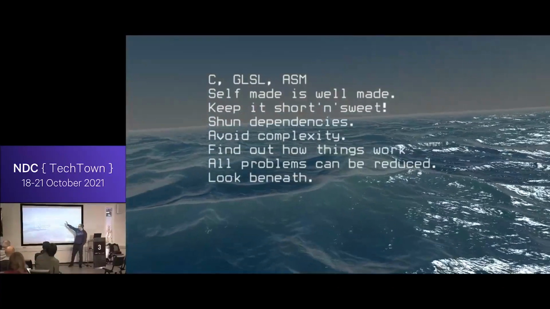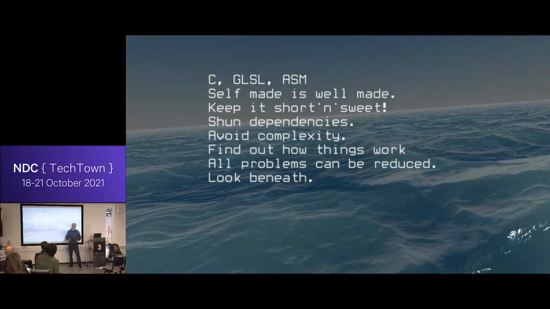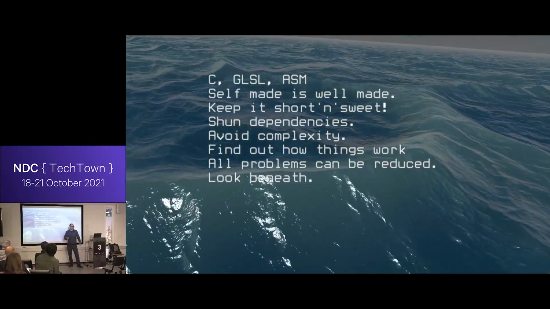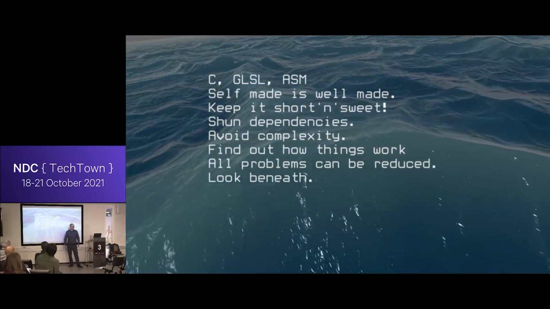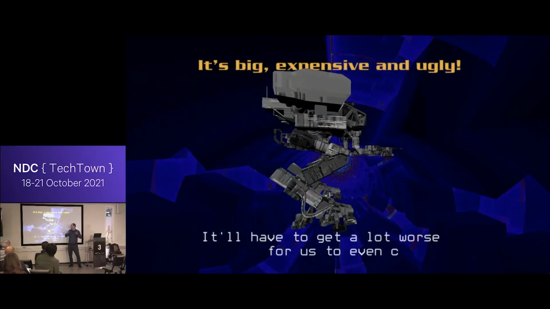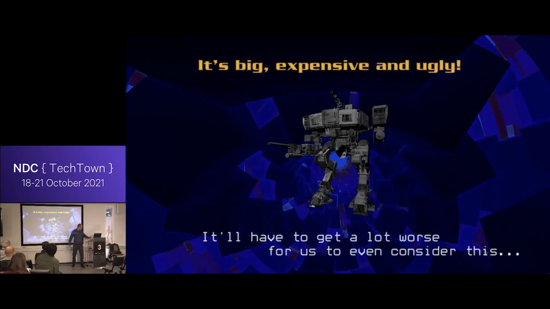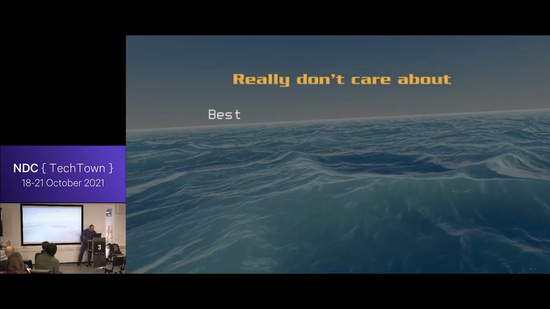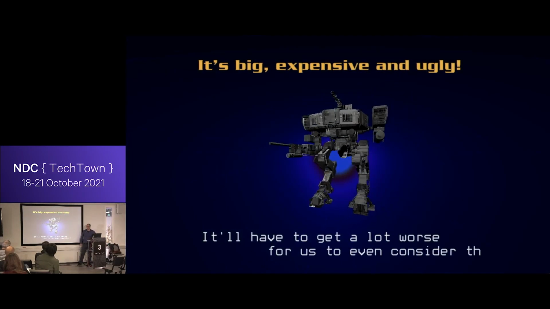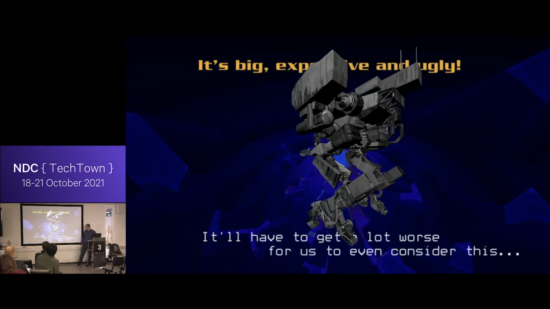So we tend to make our pipelines ourselves because there are many systems out there. You have OpenCV, Halide, plenty of systems for dealing with images and graphics, but usually they aren't all that fast. They introduce huge amounts of stuff. They're big, expensive, and ugly. We don't want this. Look at it, it's overkill. It's expensive, it's big, and it's ugly. It's gonna have to get a hell of a lot worse for us to even consider.